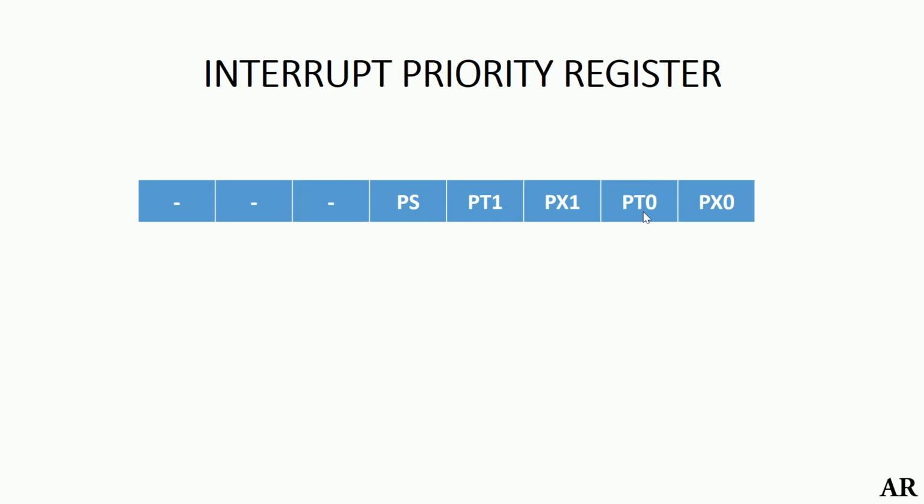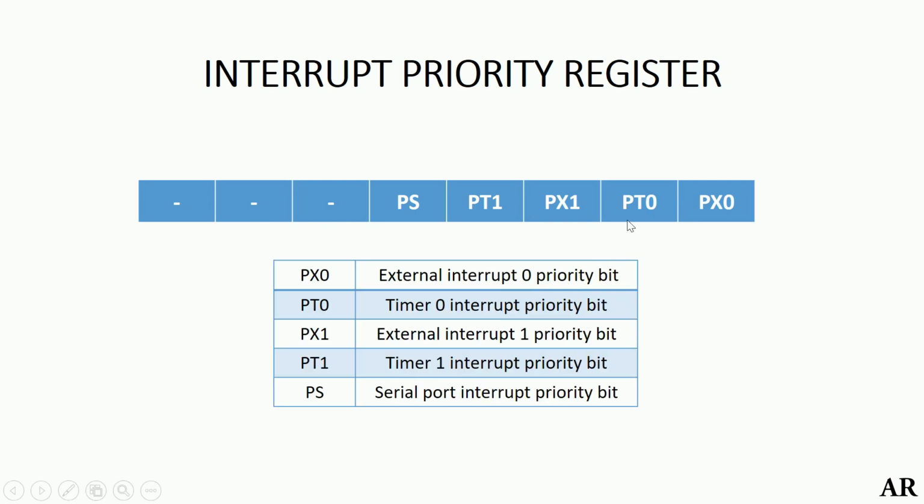This is the interrupt priority register by which the priorities of the interrupts can be changed from the default priority which we have already seen. It is an 8-bit register. Out of these 8 bits, 5 bits are used, and these 5 bits stand for the things mentioned in the table. So PX0 stands for the external interrupt 0 priority bit. PT0 is your timer 0 interrupt, PX1 is your external interrupt 1, PT1 is your timer 1, and PS is your serial port. So it's very easy to remember. The external interrupt is denoted by the symbol X. So P is your priority, X is your external, and since it is external interrupt 0, that is why it is called PX0.